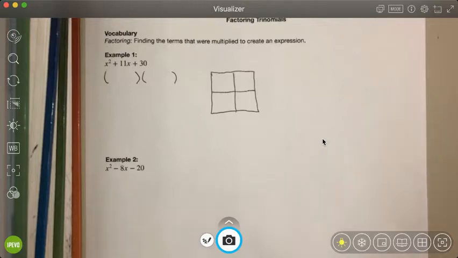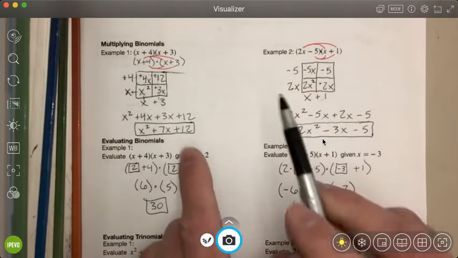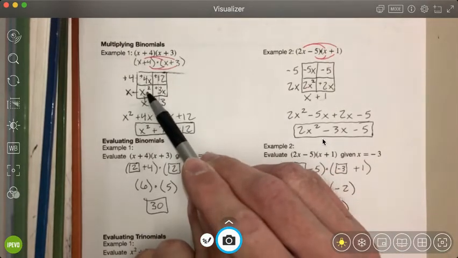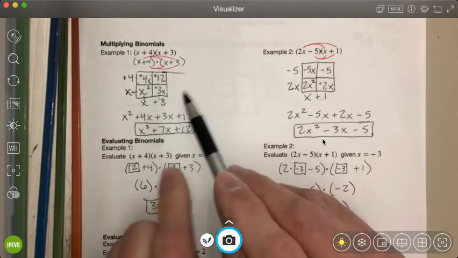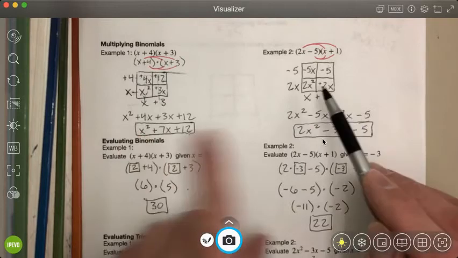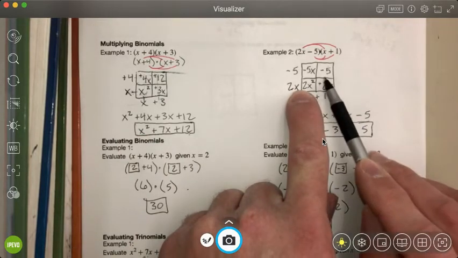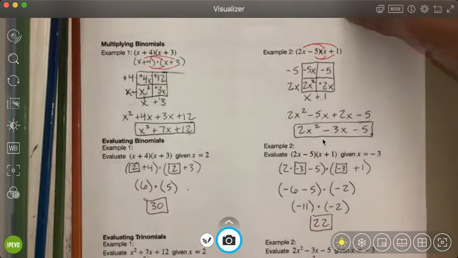So for example, let's look at our stuff from Tuesday. Notice how when I had x squared in the bottom left and plus 12 in the top right, both of those terms ended up in the final trinomial. Same thing here, I had 2x squared and I had minus 5. Both of those terms ended up being in the final trinomial.